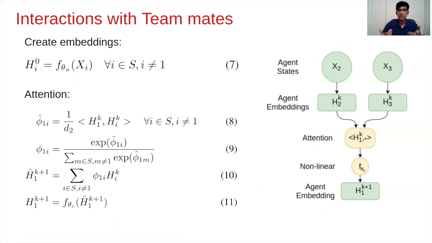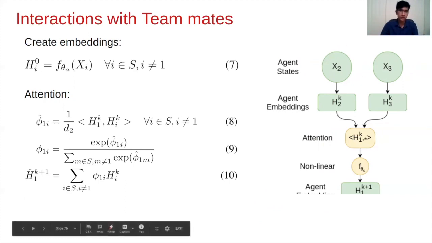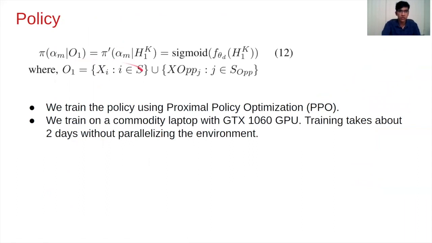And this is a fixed size vector. It doesn't matter how many opponents or how many teammates it has. The size of this vector is the same, which is very useful for us. And finally, this is how we define our policy. So policy is nothing but we pass our final embedding through a final nonlinear function, another neural network, and take a sigmoid, which gives a probability distribution. And this is what our final policy looks like.